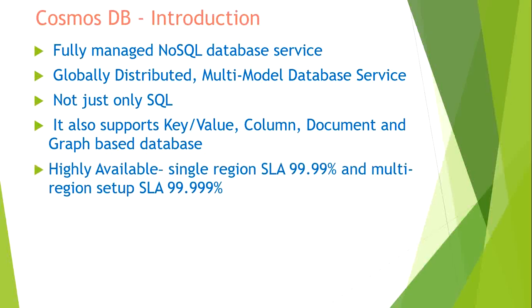So these are the different types of databases currently being supported as a part of this Cosmos DB. It's highly available. That means if you are creating your Cosmos DB within a single region, it will have the SLA of 99.99%. If you're doing a multi-region setup, it will have the five nines. The throughput is completely based on the request units. If you're not able to understand what the request units are, a request unit is the combination of the CPU, the RAM and the IO combined together, and it's taken as one request unit.